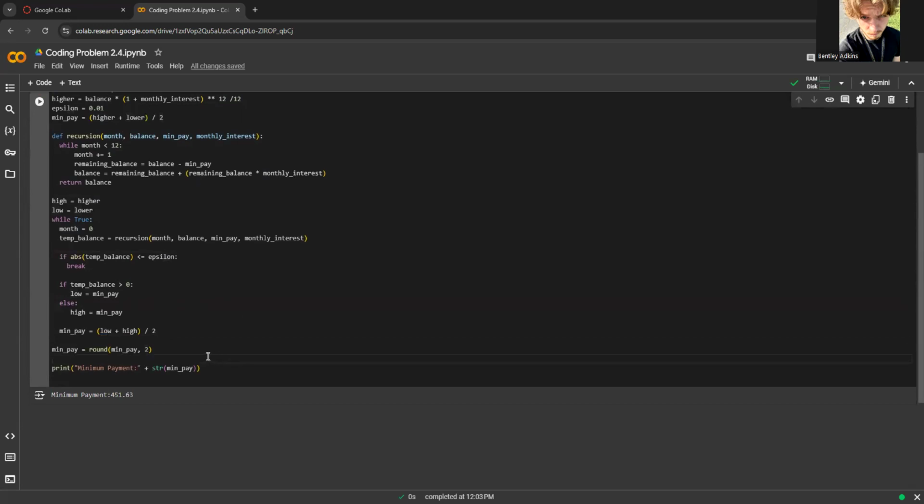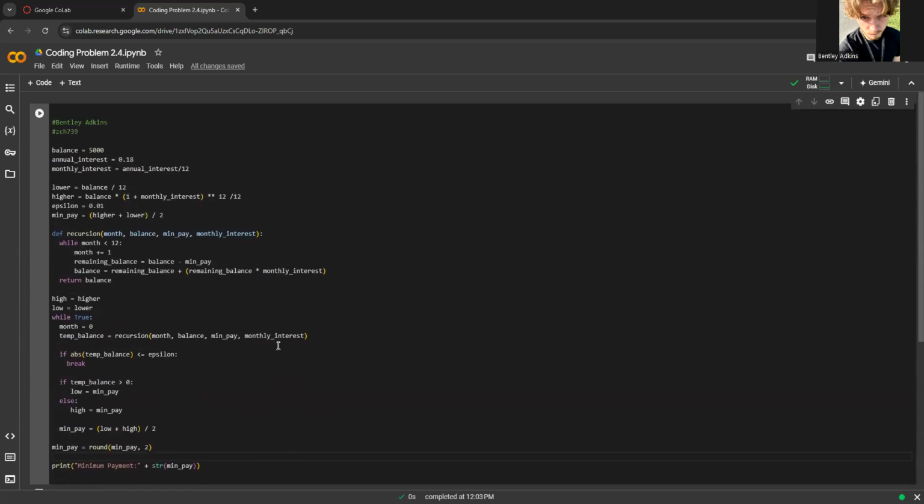The minimum payment, we're going to round it to 2 decimal places, and then we're going to print it as a string. And that's how that works.